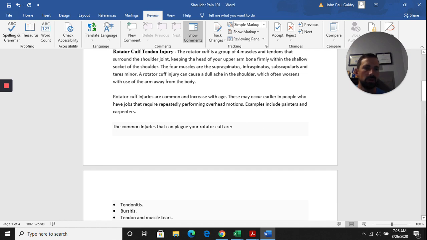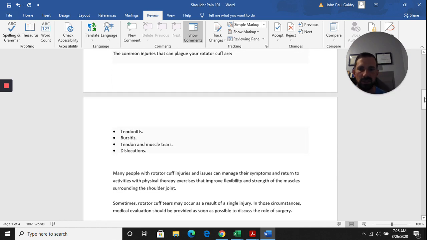So again, the common injuries we see are tendonitis and bursitis, which are going to be more your inflammatory issues. You can get some tendon and muscle tears of various degrees, partial and full tears. Obviously, a traumatic dislocation from a fall or from a motor vehicle accident or something like that can lead to injuries in the rotator cuff as well.